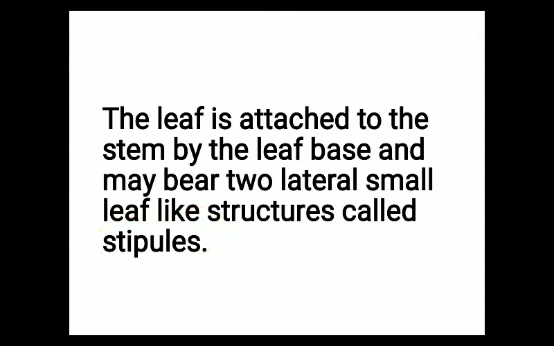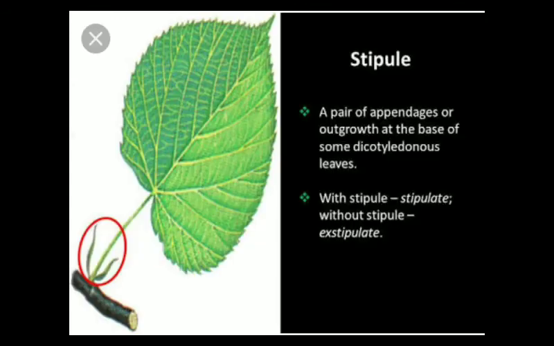What is the function of the leaf base? The leaf is attached to the stem with the help of the leaf base. So the leaf base helps in the attachment of the leaf with the stem, and at the base of the leaf base, two lateral small leaf-like structures develop, and this structure is known as the stipule. In this diagram it will be clear. This is the leaf base, and from it you can see two small leaf-like structures, and these are known as stipules.